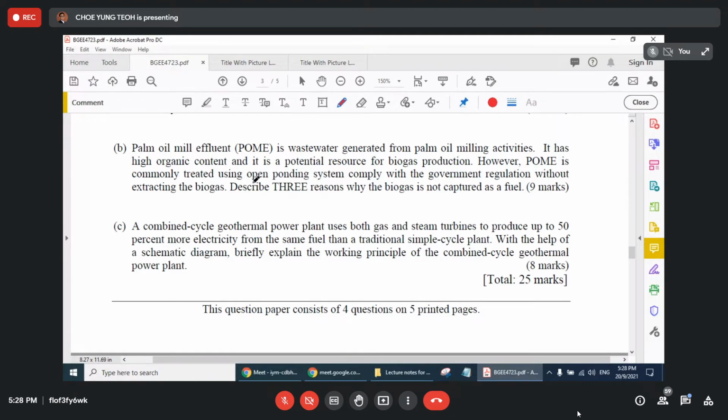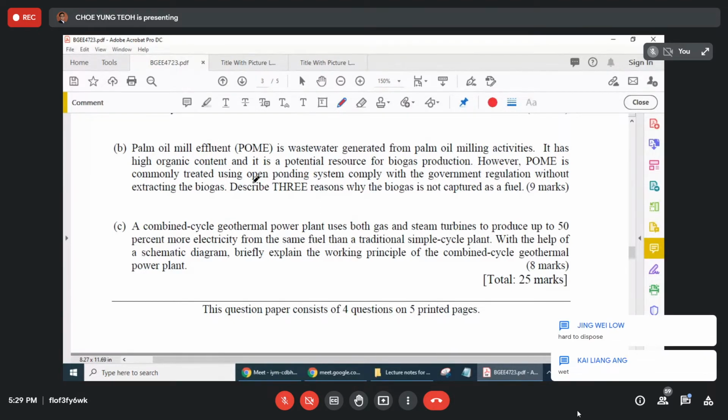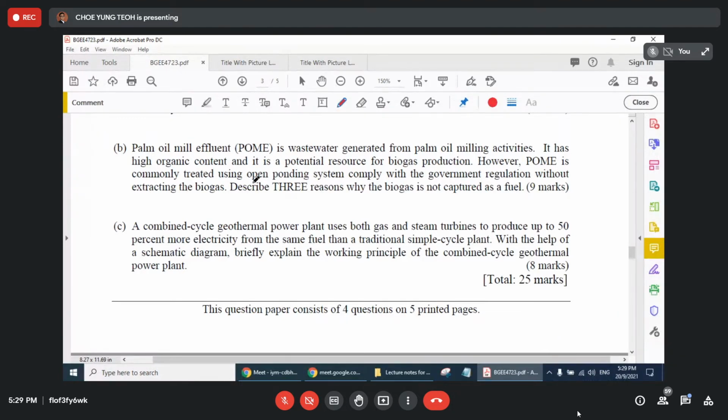We know that POME has a lot of potential to be converted to methane gas, to capture the gases from the POME to become methane gas, which can be used as a fuel. But why are there not many companies doing this? Maybe you can share your answer. What do you think? Not worth it for profit. Yeah, okay. Don't worry, but you have to be more detailed. Why is it not worth it for profit?